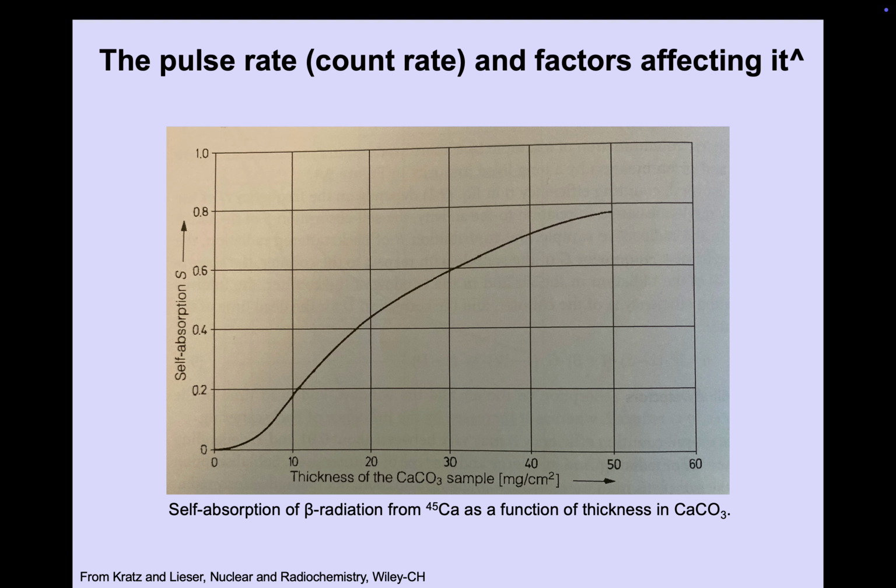And this is just a diagram where I want to demonstrate to you the effects of self-absorption. This is for beta radiation that's coming from the decay of calcium-45, in a matrix of calcium carbonate or calcite. I just want you to see that self-absorption here is expressed on the y-axis, ranging from 0 to 1, so from 0% to 100% being absorbed. And you can see how self-absorption varies across the thickness of the sample.